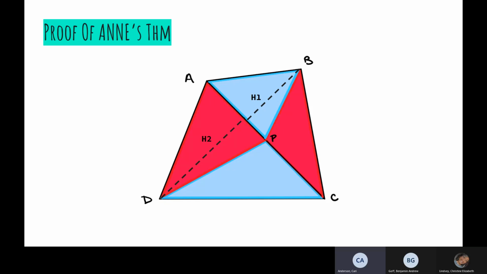Similarly, ADP is equal to 1/2 AP times H2, and CDP is equal to 1/2 CP times H2. Therefore, the area of triangle ADP is equal to the area of triangle CDP. It then follows that the area of ABP plus the area of CDP is equal to the area of BCP plus the area of ADP. The same follows for if P coincides with F.